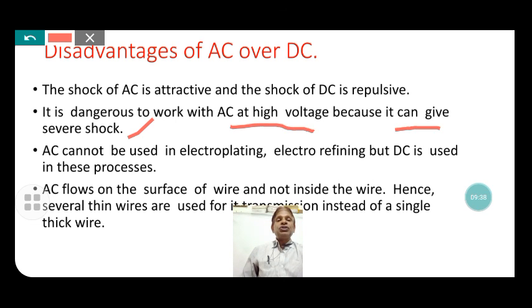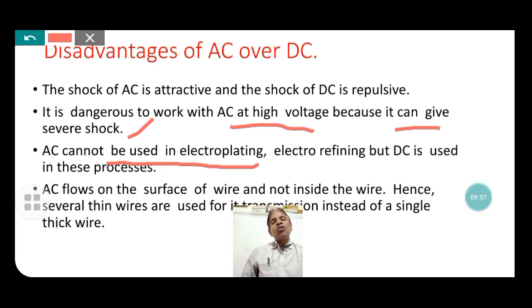AC cannot be used in electroplating. AC current is not used for electroplating. We use a cell or battery for electroplating or electro-refining of metal, so DC is used for this purpose. These are the advantages of DC over AC.